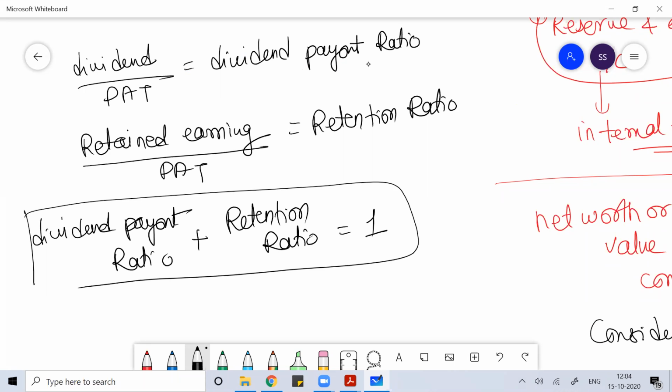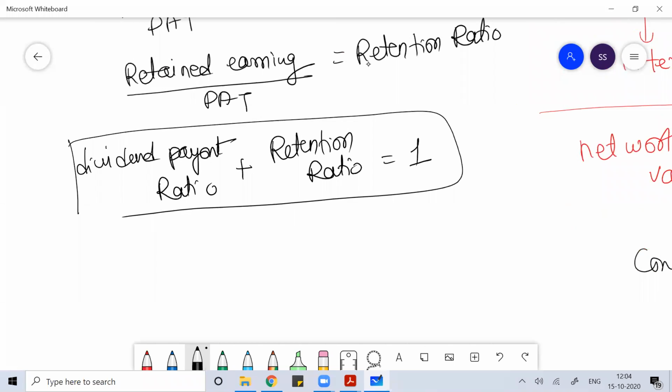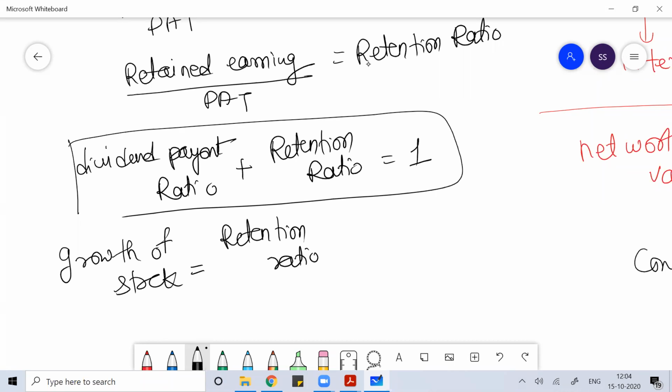So the better the retention ratio of the company, the better the possibility of growth. Whenever you measure the growth of a stock, we measure it with a formula called retention ratio into return on equity.